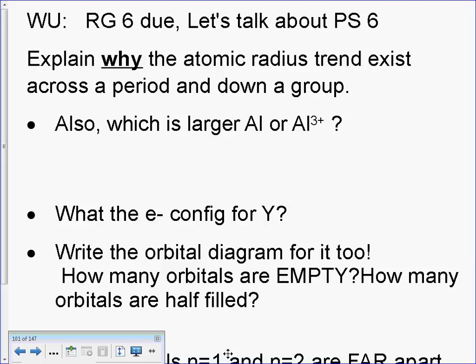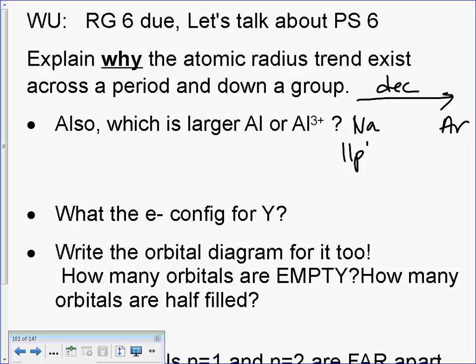exists across the period and down. So I'm going to talk about how when you go this way on the period, what happens to the radius when you go this way? It decreases. Okay. So why does it decrease? Because as you go from, let's say, sodium to argon, how many protons does sodium have?